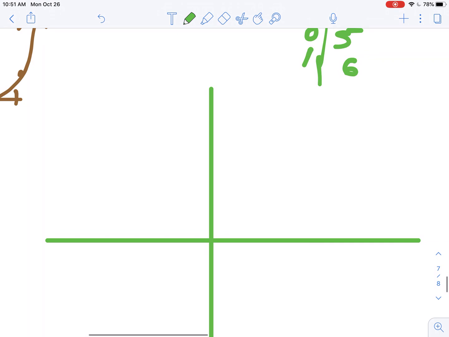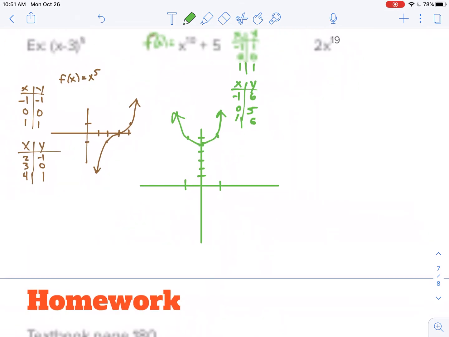So I've got my point 0, 5, -1, 6, and 1, 6, and then I can draw that same shape. And it looks a lot like a parabola. That's okay. So all I did was just go through and say to myself, I know exactly what this function looks like. I know its initial table of values. I know these 3 points. I can graph this transformation.